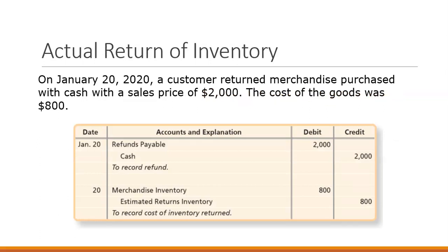Okay, so we have an actual return of inventory. For a previous sale, we have a customer that returned items that they bought with cash of $2,000. So we refunded them by paying them cash, and we received the inventory back. So we can return that to our inventory, and then we're going to reduce that estimated returns inventory.